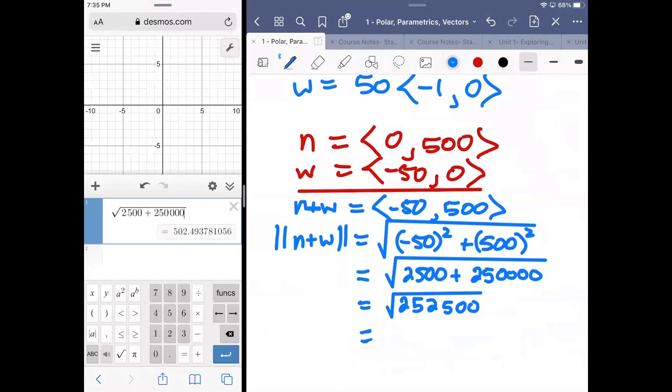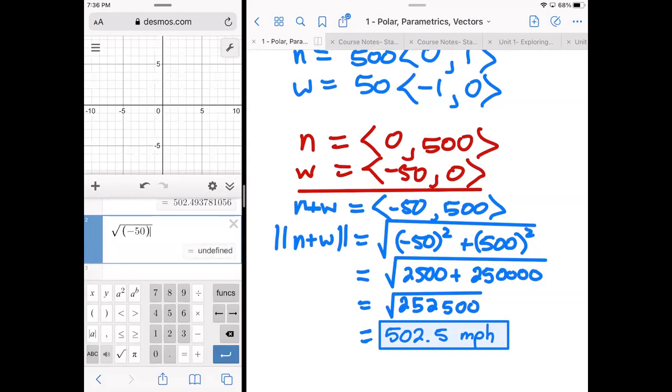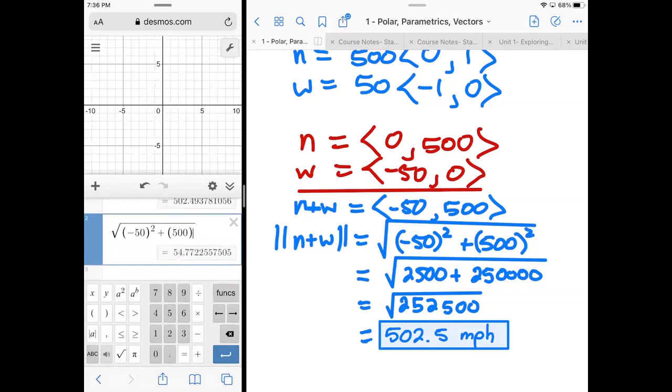So we're talking about 502.5-ish miles per hour. And so that would be our resultant vector magnitude, right? Yeah, so prior to that, before the expansion, if your question was, could you do something like this? And the answer would be yes. Yeah, that would have got the job done.